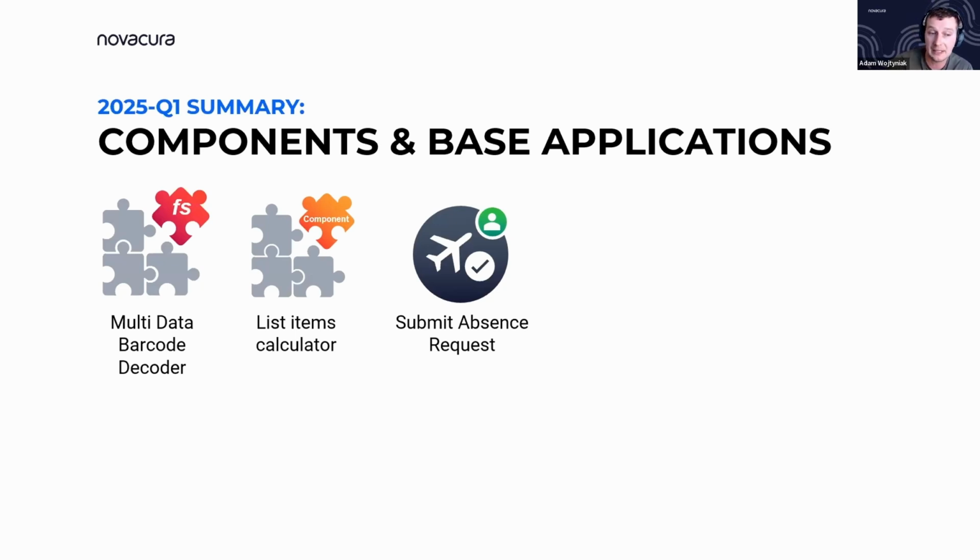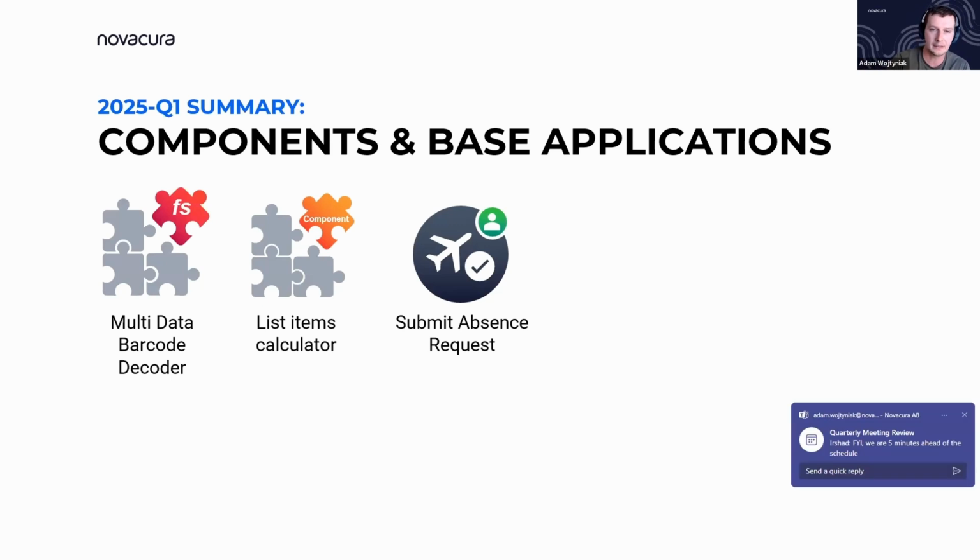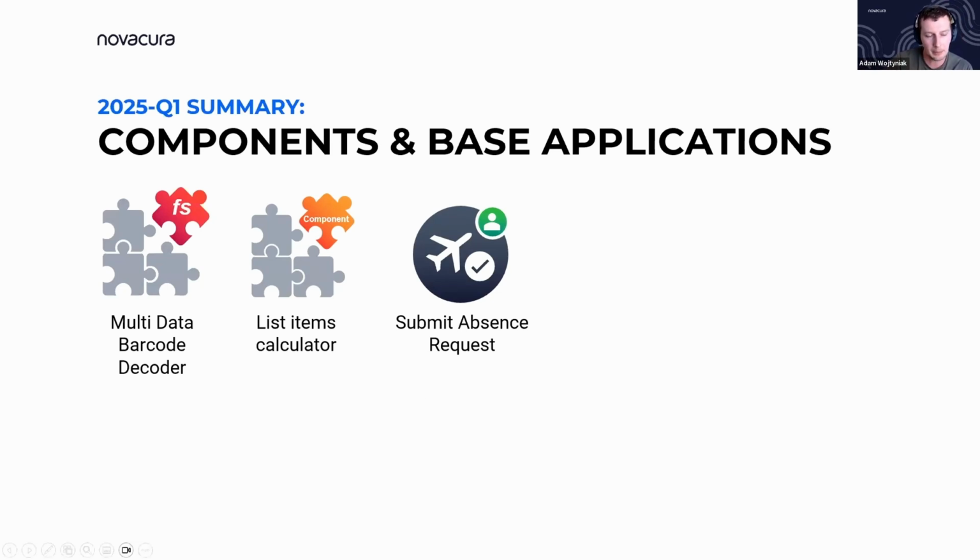As an example, the multi-data barcode decoder is a FlowScript module that allows you to decode the string that comes from a scanned GS1 barcode. So for instance, you have a barcode that consists of part number, batch number, quantity, I don't know, best before date. Then obviously there is the possibility to decode that barcode and bring it directly to your user step, populating all the possible input fields at the same time and simultaneously.